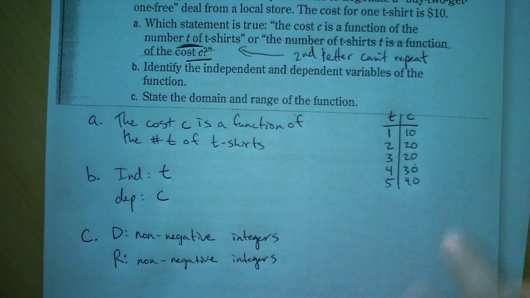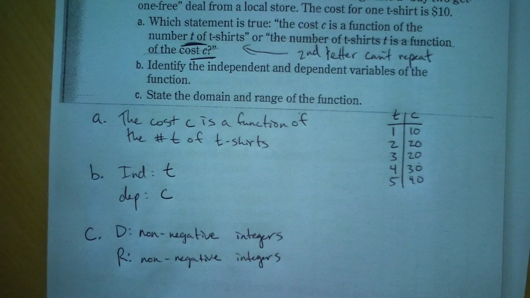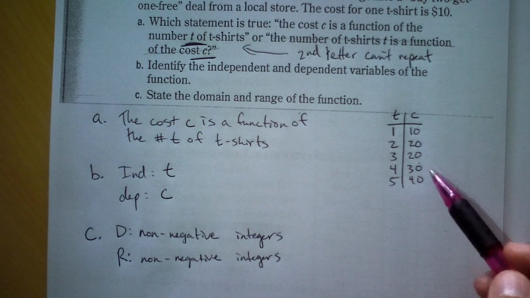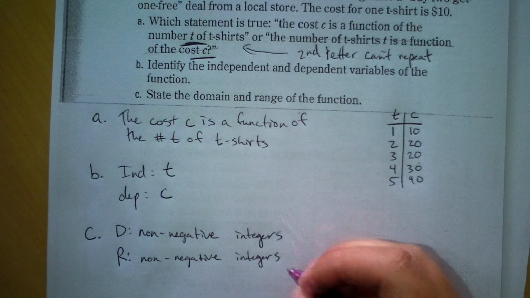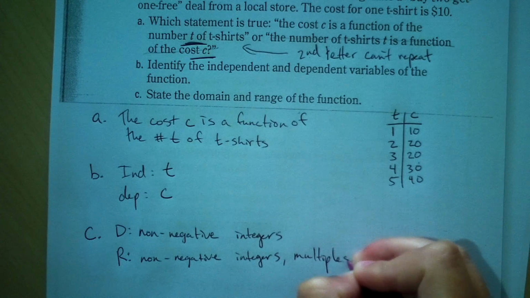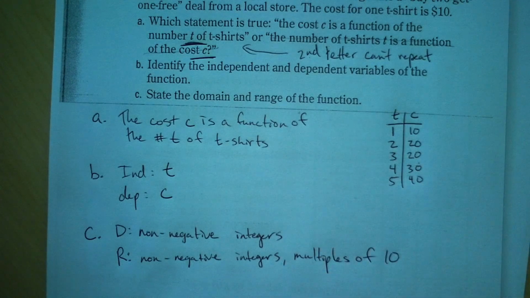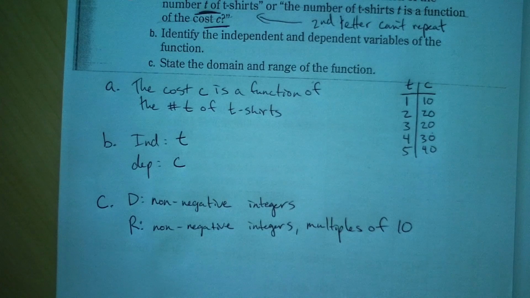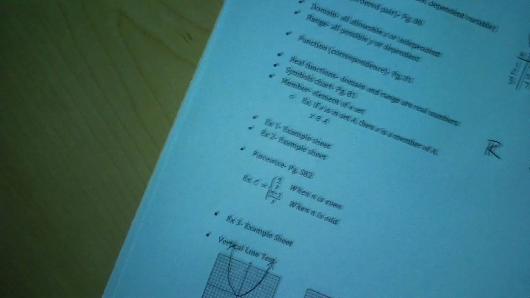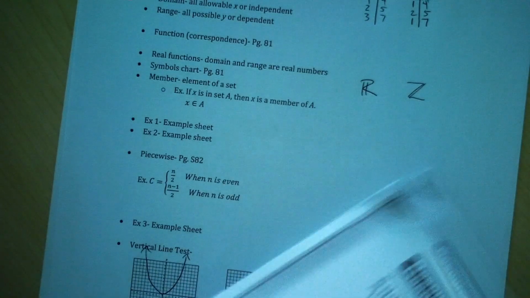Okay, so if we're listing ordered pairs here, first one would be one t-shirt. What did it cost for one t-shirt? $10. Two t-shirts, 20. Three t-shirts, 20 as well, right? Because it was buy two, get one free, so also 20. 4, 30, 5, 40. So that would be another two that we just bought. So the sixth one would also be 40 because we'd be getting that next one free. The sixth one would be free.